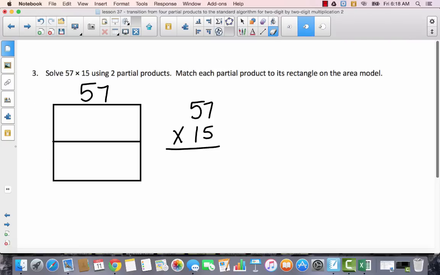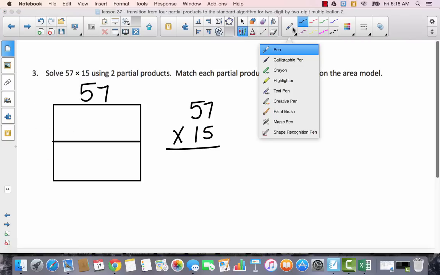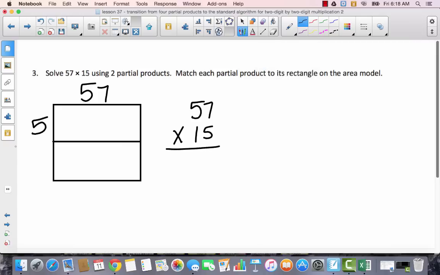Now I'm going to put the 5 on top because when we get ready to transition to standard algorithm, you're going to be multiplying the 5 first. So I think it's important to look at it that way. All right, so we're going to do 57 times 5. So 7 times 5 is 35. 5 times 5 is 25, plus 3 is 28.